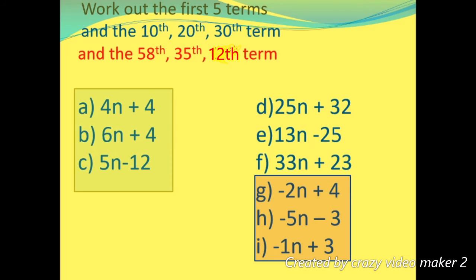Now, these are a little bit confusing when they're laid out. Essentially, these are the easier sequences, these are your medium sequences, and these are your hardest sequences. If you want to make it easy for yourself, just do the first 5 terms. If you want to make it a little bit better, do the first 5 terms and the 10th, the 20th, and the 30th. If you're really good, do the first 5 terms, the 10th, the 20th, the 30th, and the 58th, the 35th, and the 12th. Just so you've got a variety of questions to do. Pause the video.